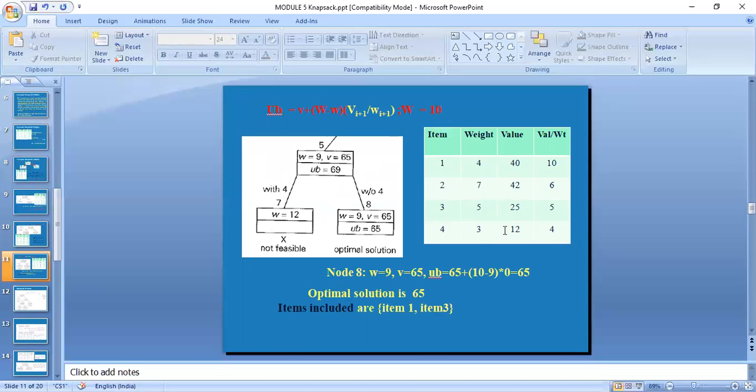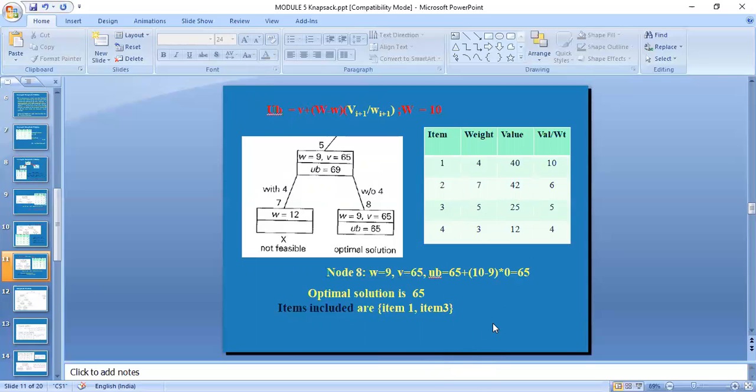But what is the value? 42 plus 12, it's only 54. 54 is less than 65. So like this, if you want to cross check with your table value manually to confirm whether your solution is correct, that also can be done.